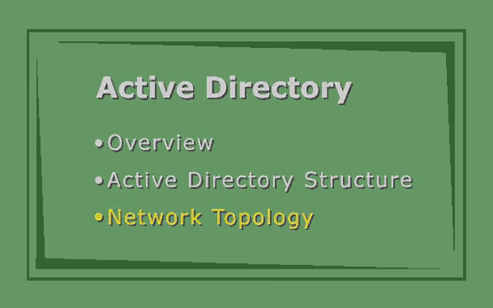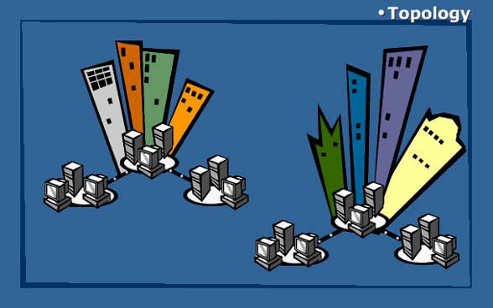Finally, let's look at how Active Directory relates to network topology. To optimize Active Directory performance, it may be beneficial to divide a network into sites, especially if it has geographically separate locations connected by slow links. A site is one or more IP subnets connected by a high-speed link. Sites help reduce Active Directory traffic, such as workstation logon and replication.